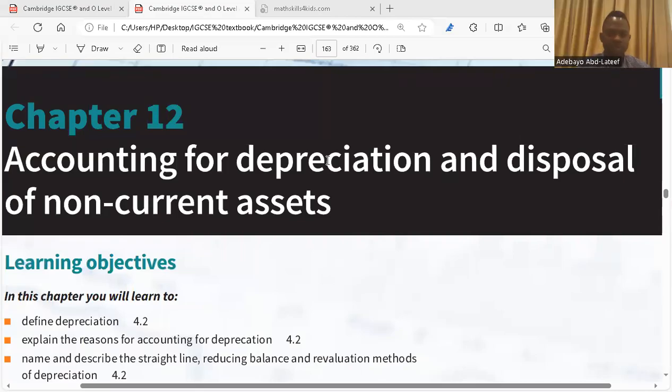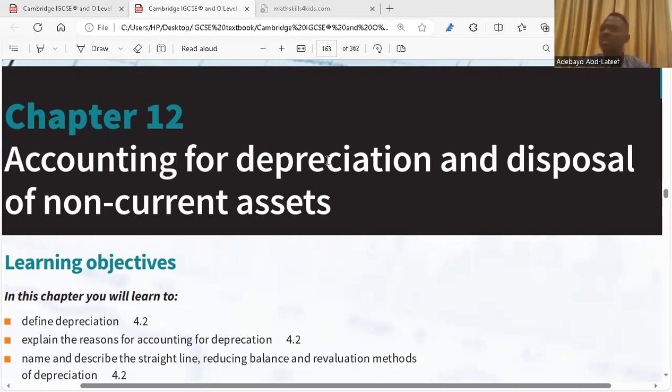Accounting chapter 12. Accounting for depreciation and disposal of non-current assets. As a business, you would have acquired different non-current assets. You know what non-current assets are? These are assets that can last for more than a year within the business, right? We're talking about machinery, land, buildings, plant, furniture and fittings. So these are non-current assets. They could last for more than a year.